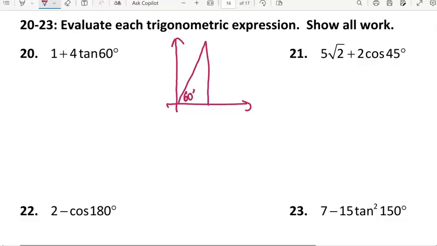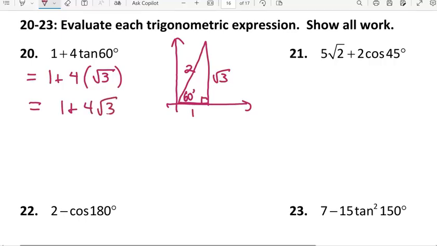Our reference and theta are the same value in quadrant 1, so 60-degree angle, and we put in our side lengths for a 30, 60, 90 triangle. And our expression is 1 plus 4 times the tangent of 60 degrees, which is the ratio of opposite to adjacent, that's square root of 3 over 1, which is square root of 3. So this expression is 1 plus 4 times the square root of 3. Those are unlike terms, much the same as 1 plus 4x would be unlike terms, and we wouldn't combine them.